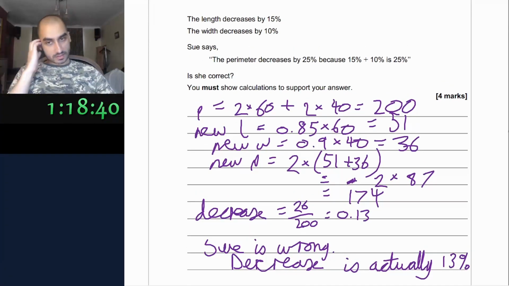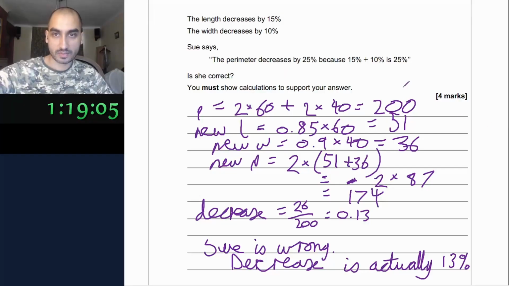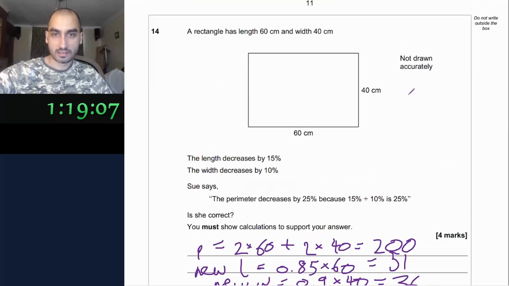The decrease, so the 26 is the amount of decrease from 200. So 26 out of 200 is 13 out of 100, which is 0.13. So, yeah, and that makes sense. 25%, you don't add them together. The decrease will be somewhere between 15% and 10%.